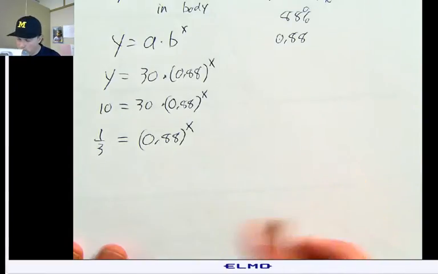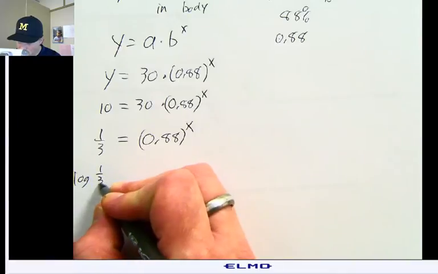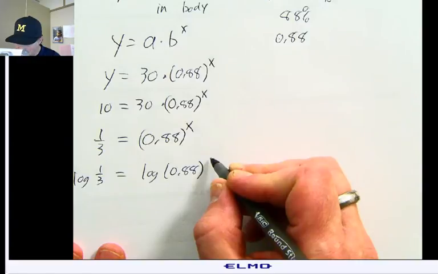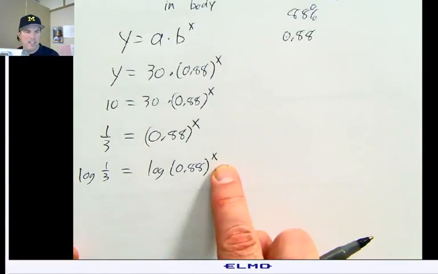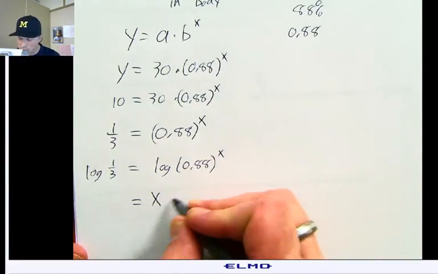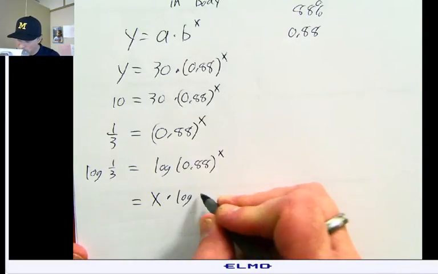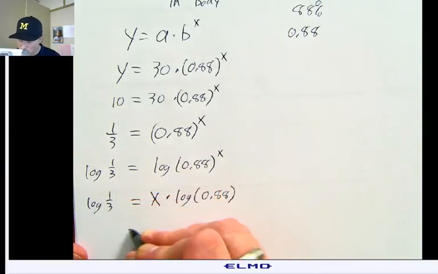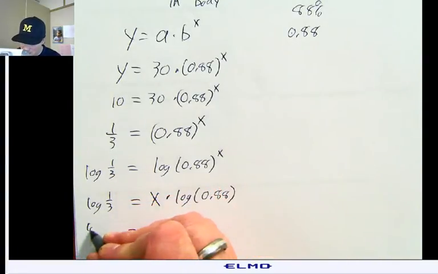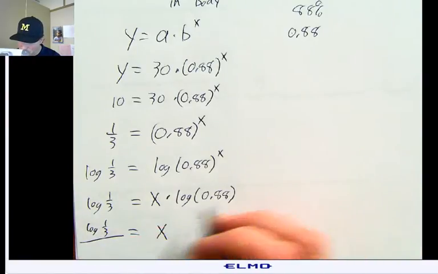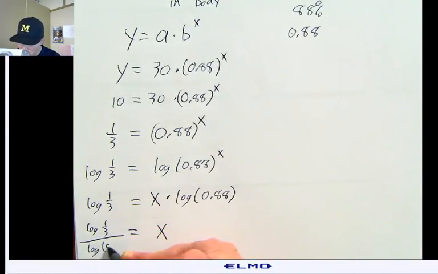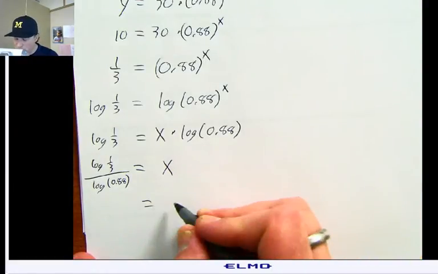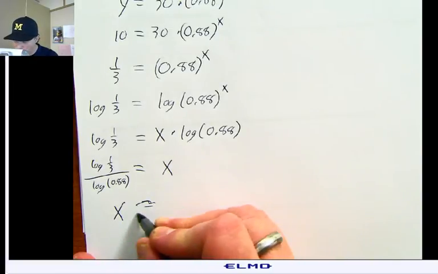I'm going to take log of both sides. So log of 1/3 equals log of 0.88 raised to a power of x. Then on this side, where the x is the exponent, I can bring it out front. So x times log of 0.88 equals log of 1/3, which means x is exactly log 1/3 divided by log of 0.88, and that's my exact answer, but of course I want a decimal approximation.